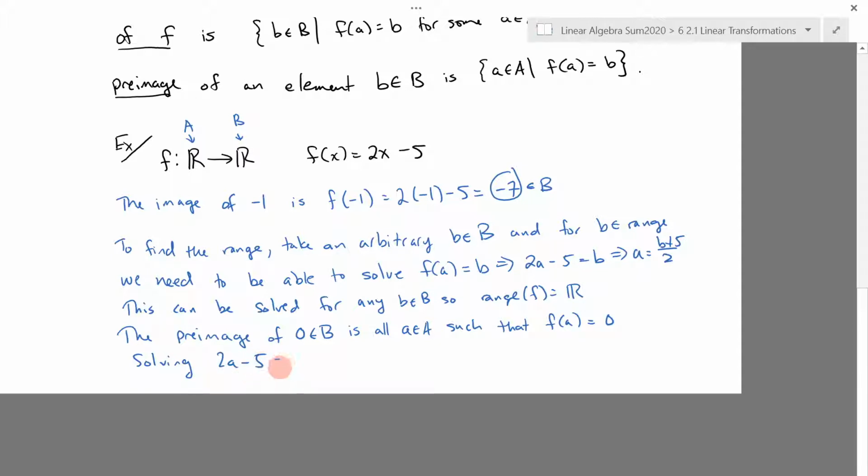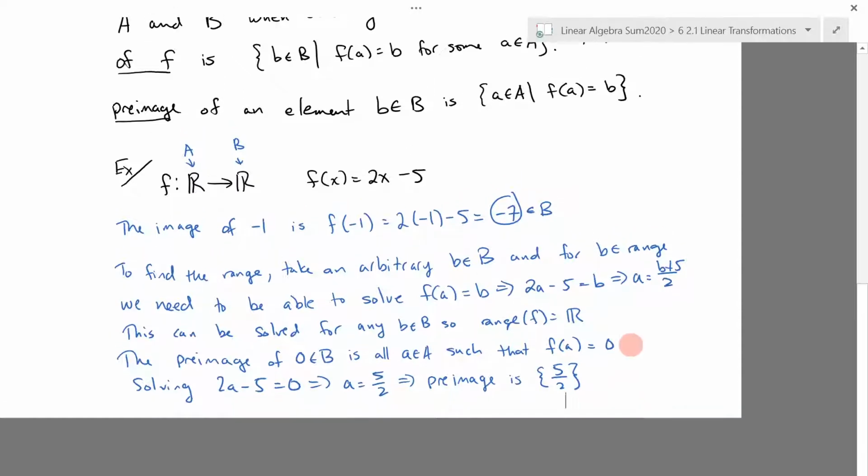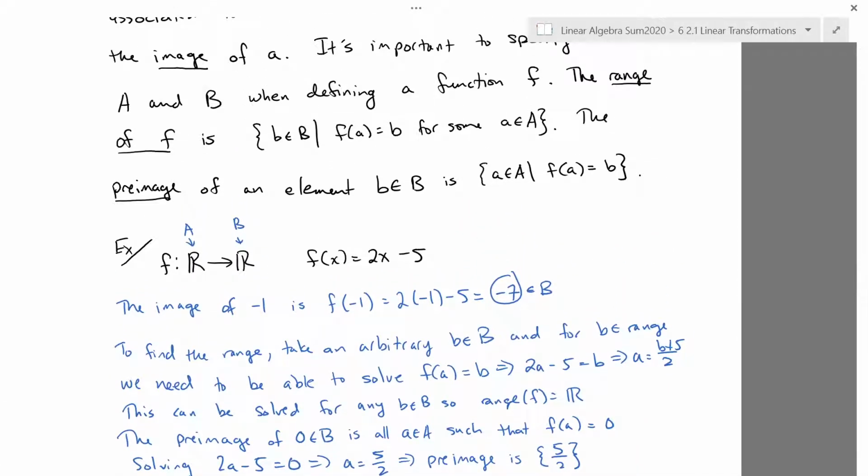2a minus 5 is equal to 0 tells me that a is equal to 5 halves. And this is the only solution to this equation. So the preimage is the set containing this one element. Okay. So that's an example going over the different terminologies associated to a function.